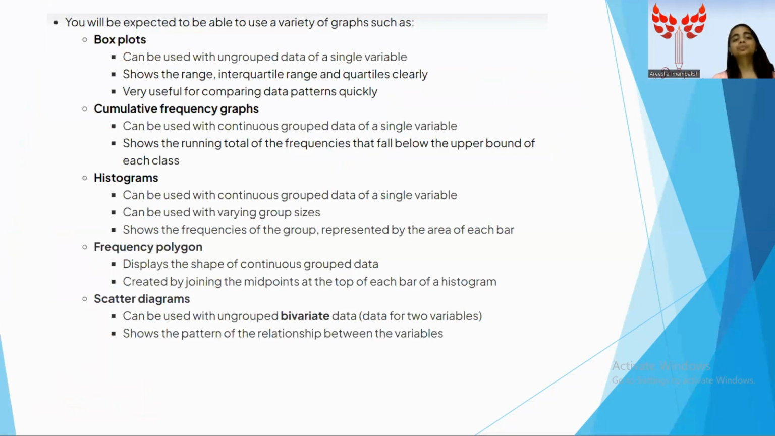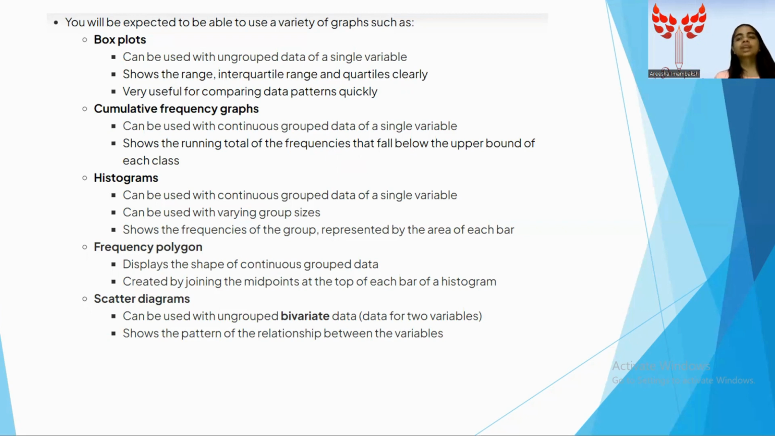So in the syllabus and what we will be covering, I will post one video for each of these. We will be covering box plots, cumulative frequency graphs, histograms, frequency polygons, and scatter diagrams. Now, box plots can be used with a single variable and ungrouped data, when we do not have to see the effect of one variable on the other variable, right? Not in that kind of a case.